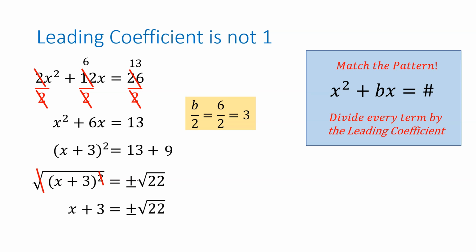To solve for x, we move the 3 to the other side. And when we do that, it becomes negative. We can then reorder the terms.